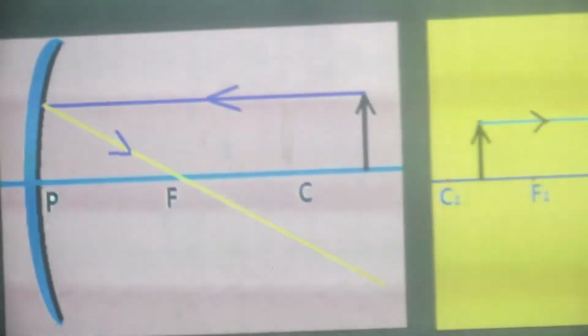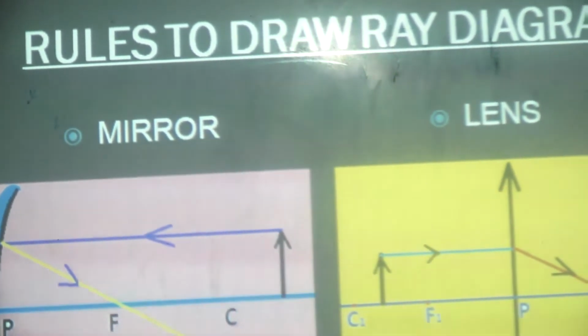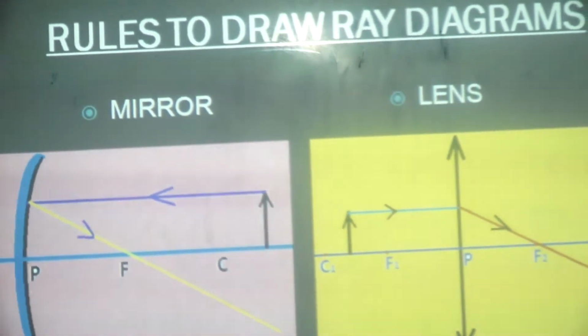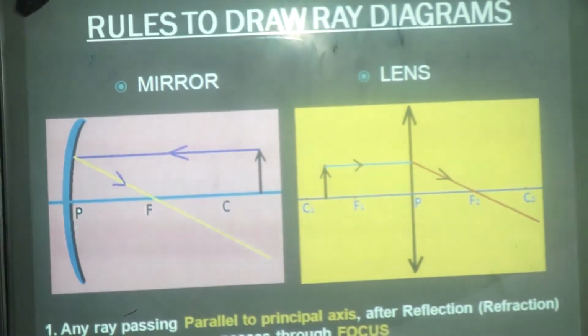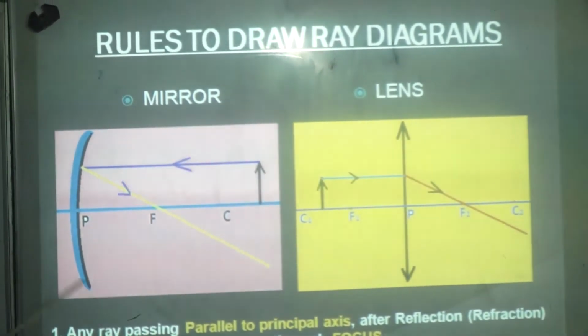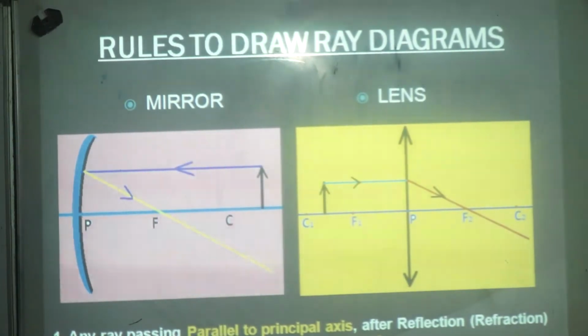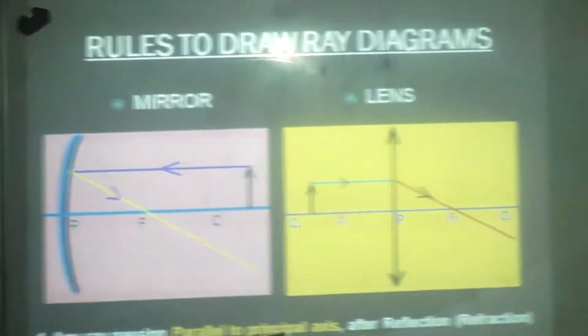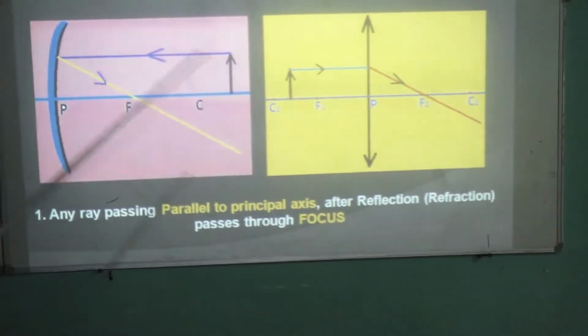Now, the most important thing is to draw the ray diagrams. This is the most important, and you will be asked many questions based on ray diagrams. You need not be confused about drawing ray diagrams, because it is a very, very easy process. You have to understand some rules. Let us see the rules governing the drawing of ray diagrams. First, come to the mirror or lens, whatever it may be. The first rule: any ray passing parallel to the principal axis, after reflection in the mirror or refraction in the lens, passes through the focus. This is the most important thing.